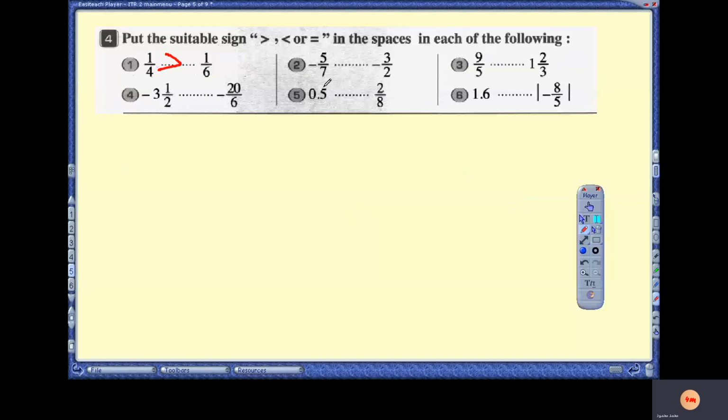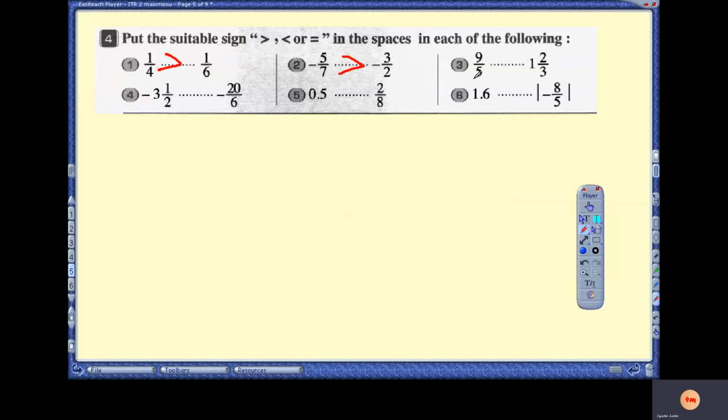Negative 5 over 7, negative 3 over 2. Negative 5 over 7 is between 0 and negative 1 because it's a fraction. But negative 3 over 2 is less than negative 1. So this one is greater.